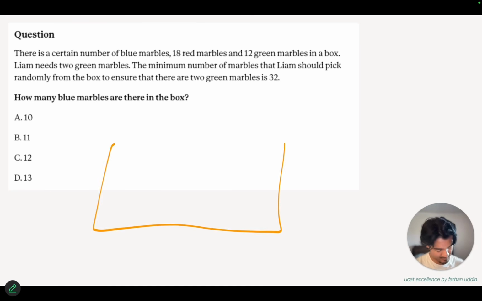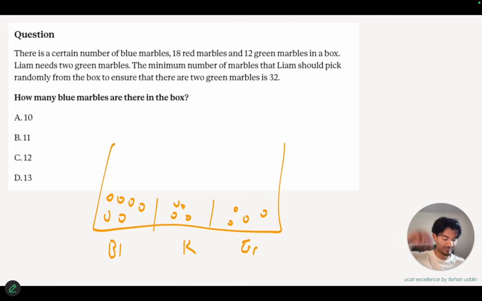So there are marbles in a box, and let's just say I'm going to subdivide them into these different colors. There's blue ones, there's red ones, and then there's green ones. Obviously, in real life, there are not going to be these dividers. So whoever is drawing out these marbles, Liam, they're not going to know. But what's the worst case scenario here to draw out 2 green marbles? Well, the worst case is you put your hand in, you get out all of the blue ones and then all of the red ones, to the point where the only ones you have left in the box are the 12 green marbles. So that's the worst case scenario.